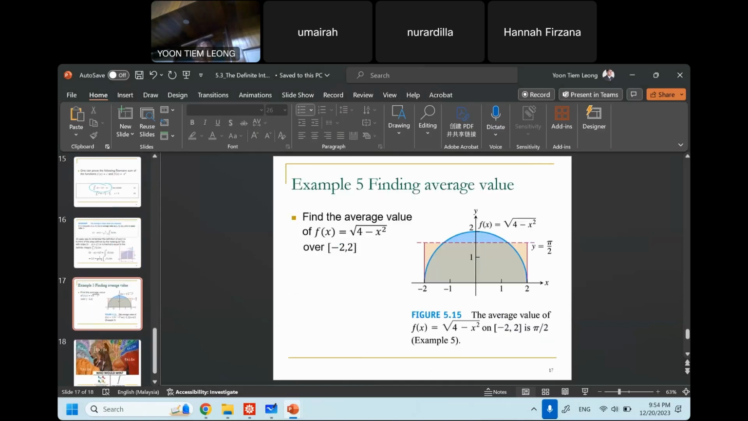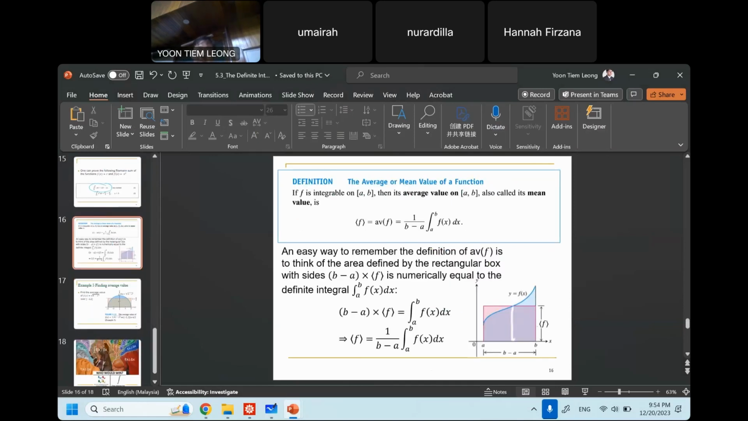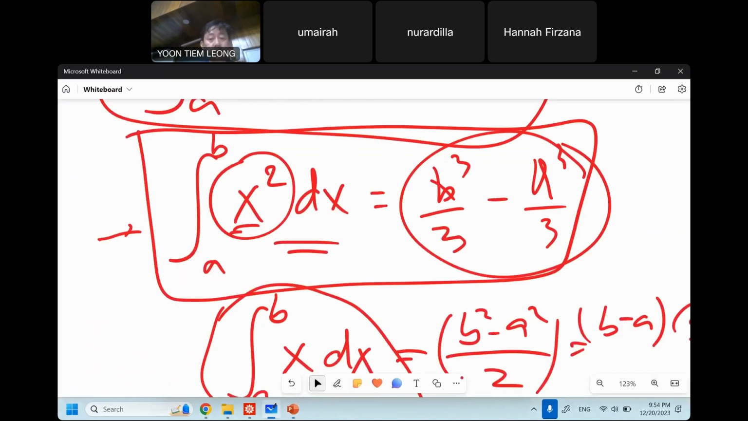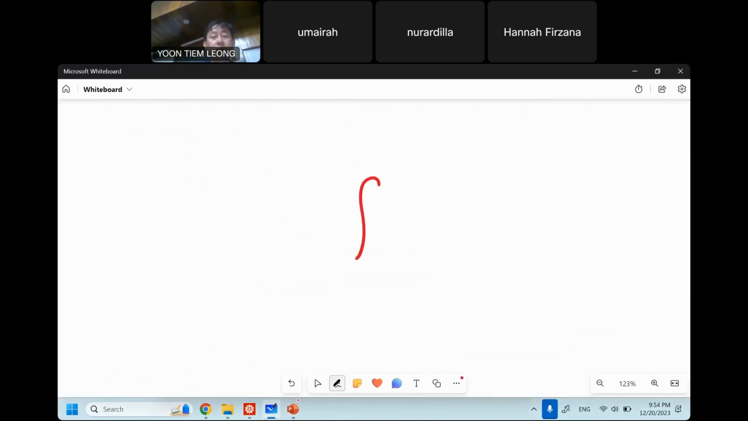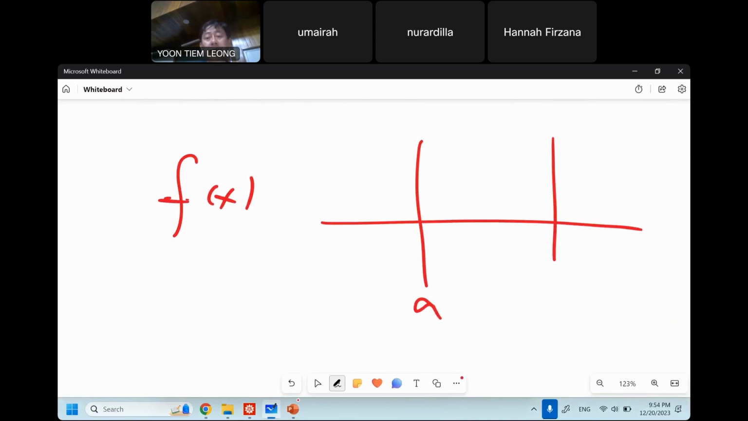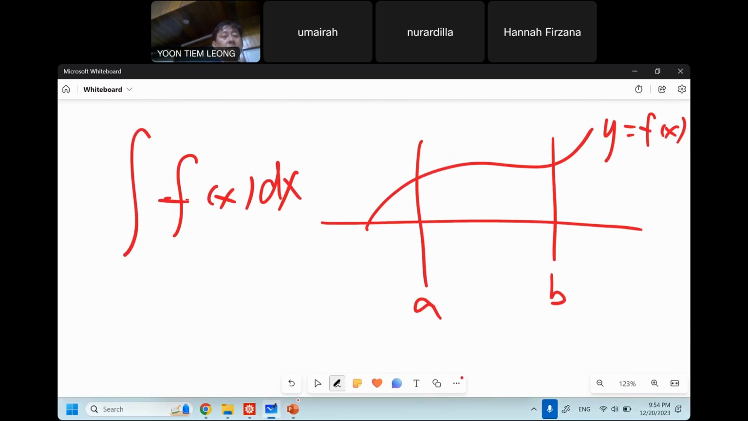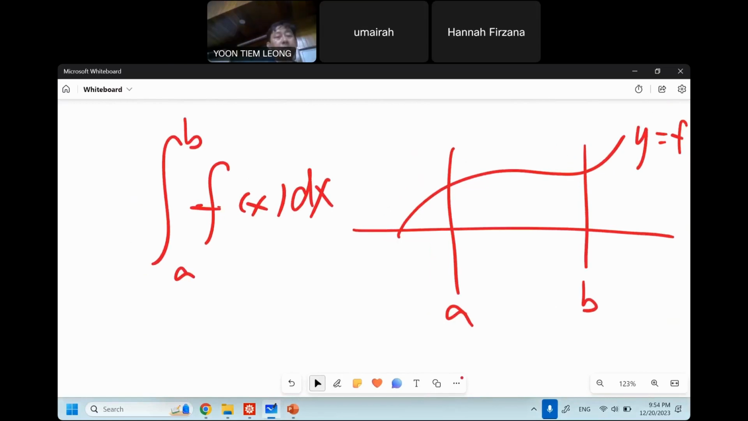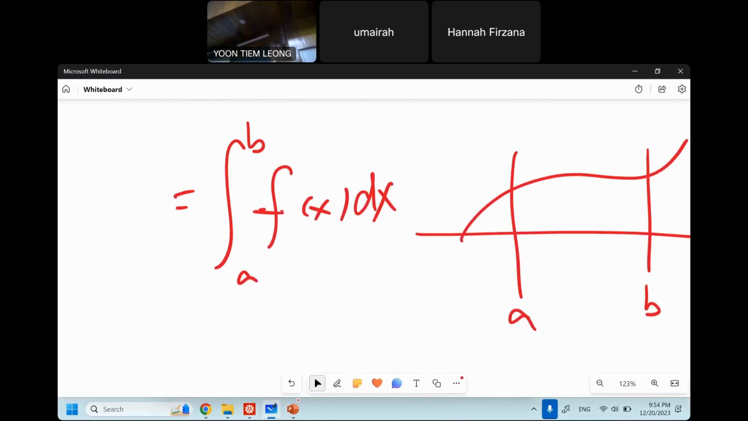Okay, so before I end this, I would like to spend a little bit of time to talk about the average mean value, which has a very simple meaning. It says we have a function which is continuous between a and b. The function may be like this: y equals f of x. Then the definite integral of the function between a and b must be equal to something. Now, what is this equal to?